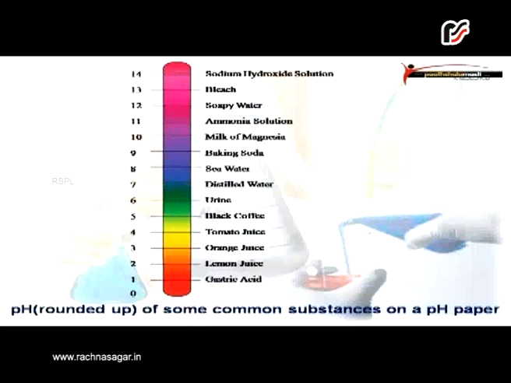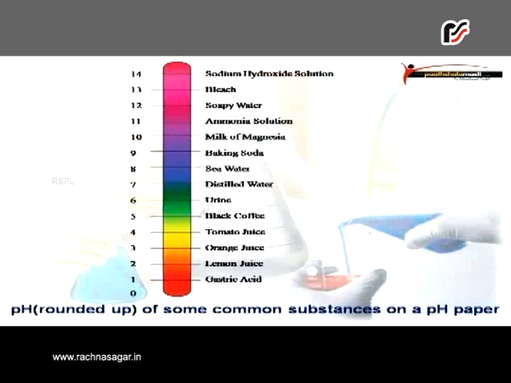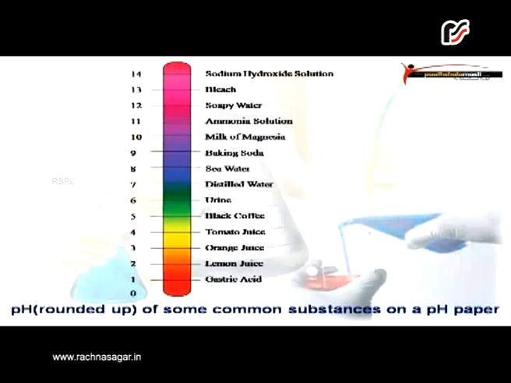Baking soda solution, which is chemically sodium hydrogen carbonate, when we dissolve it in water, its pH is 9. It is weakly basic in nature. Sea water, which contains dissolved salts, has pH near 8, whereas pure water, that is distilled water, has pH equal to 7. It is neutral. Urine is acidic in nature, rather weakly acidic. Its pH is equal to 6. Black coffee is acidic in nature and its pH is equal to 5.